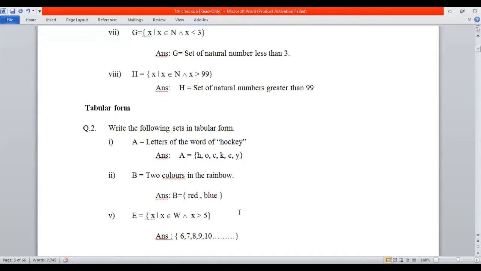So the third part, if you check it in your book, is natural numbers less than 18 divisible by 3. It means that you have to write those numbers less than 18 which are divisible by 3, that is, the multiples of 3 below 18.